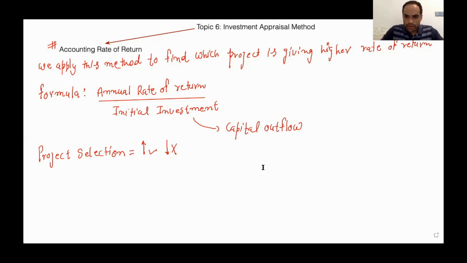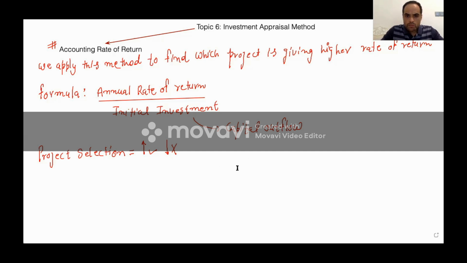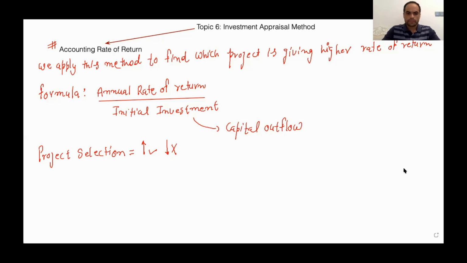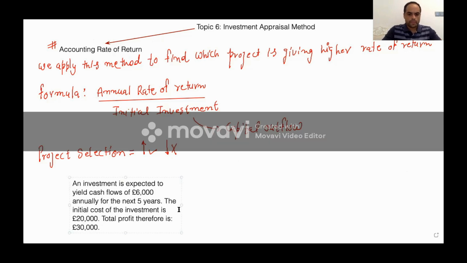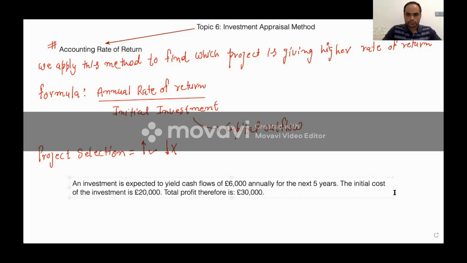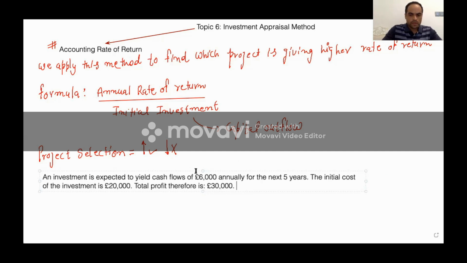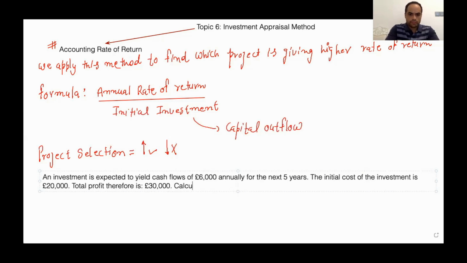So we have a question here. So that is the question. Calculate accounting rate of return.